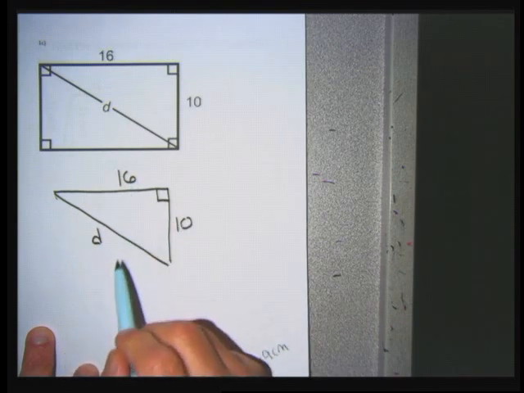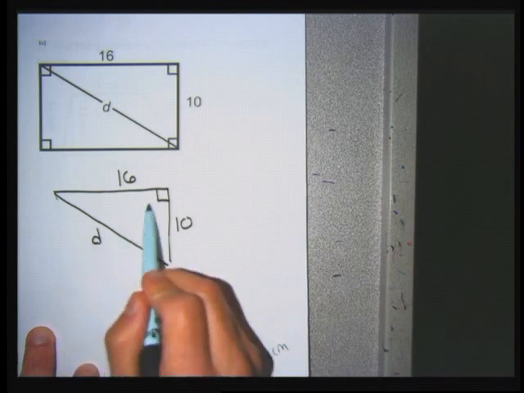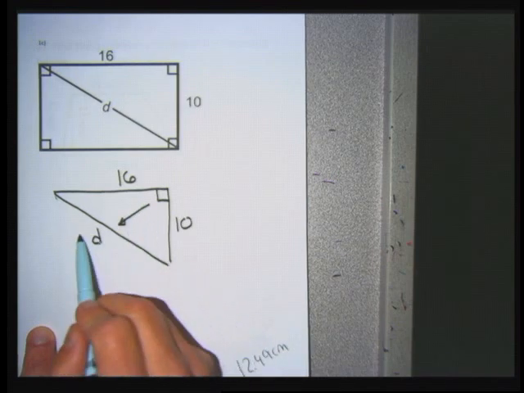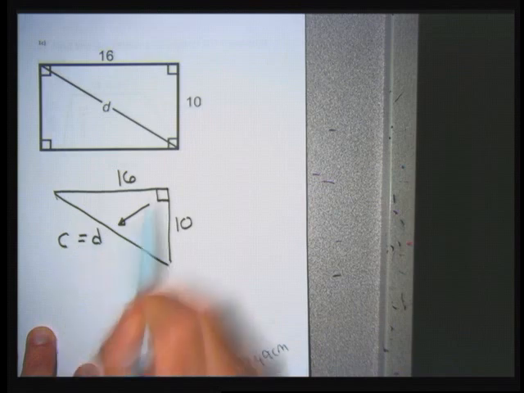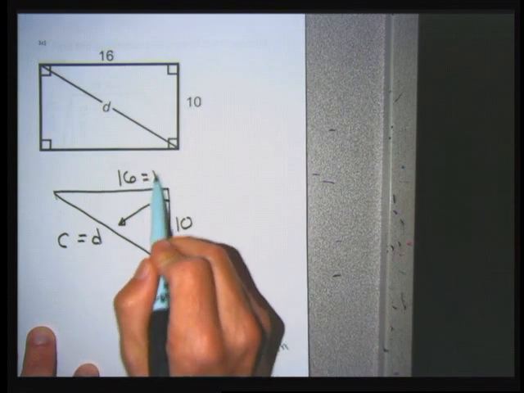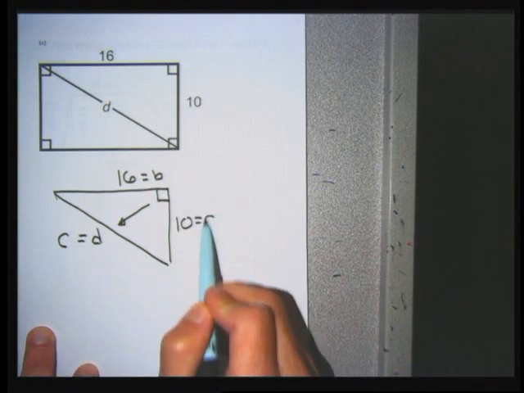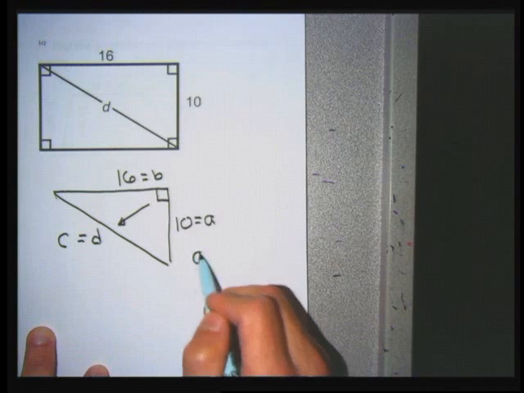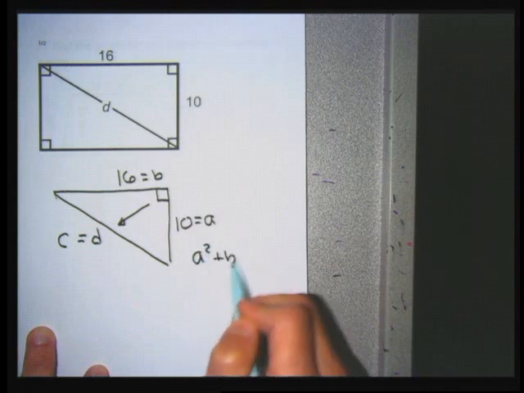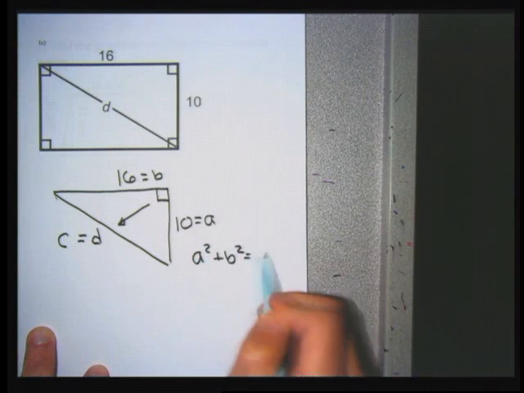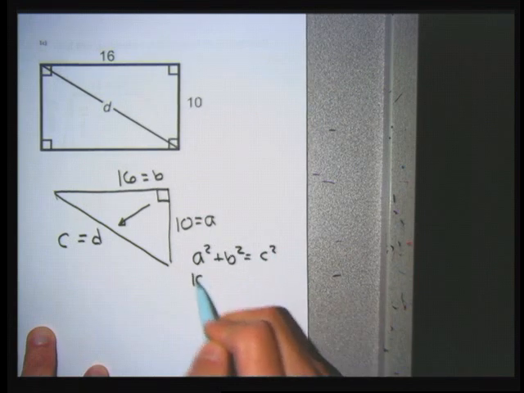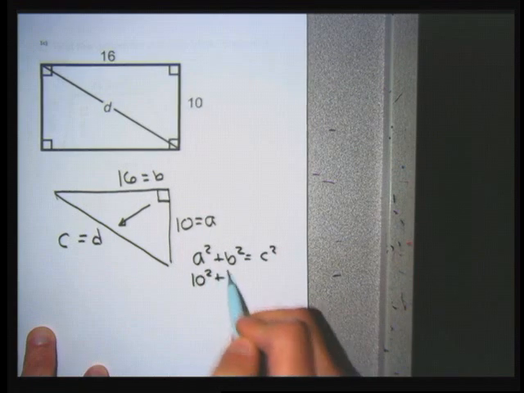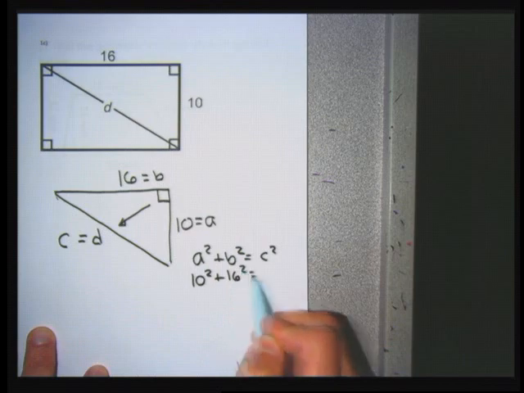So again, for my a squared plus b squared equals c squared formula, the side that's opposite the right angle needs to be the C, and then the other sides are interchangeable in terms of being A and B. I made the A 10 and the B 16. You can make the A 16 and the B 10. I'm going to take those values and go a squared plus b squared equals c squared. Plug in 10 for A, 16 for B. Again, you could have 16 for A and 10 for B. And I'm going to plug in D for C.